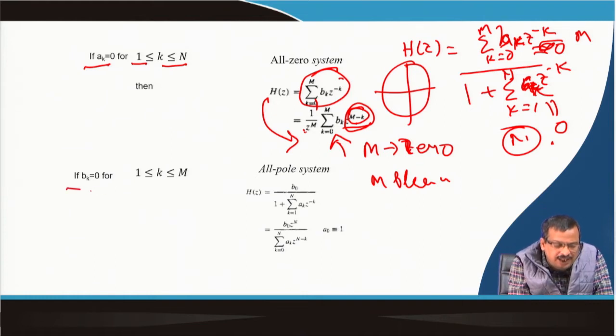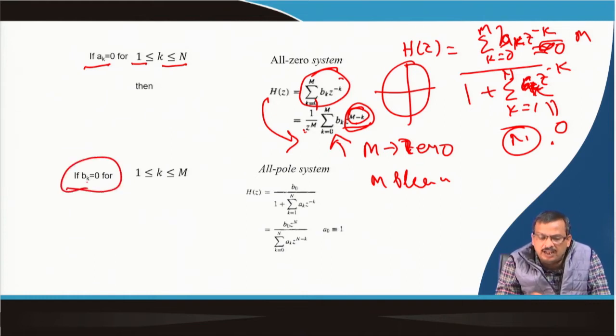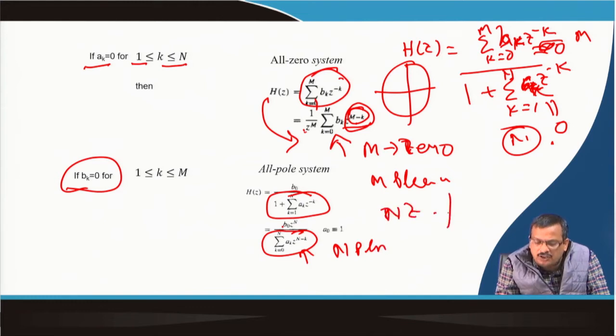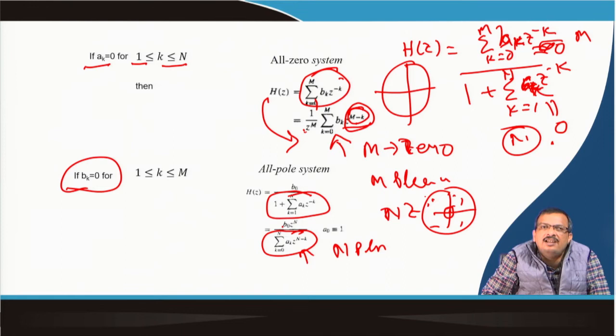Similarly, if I say b_k is equal to 0, then the upper portion becomes b_0 divided by 1 plus this summation. Again I make it positive, so b_0 z to the power N divided by this one. So, this has N number of poles and N number of zeros at the origin, and N number of poles in the z plane. So, that is called an all-pole system.